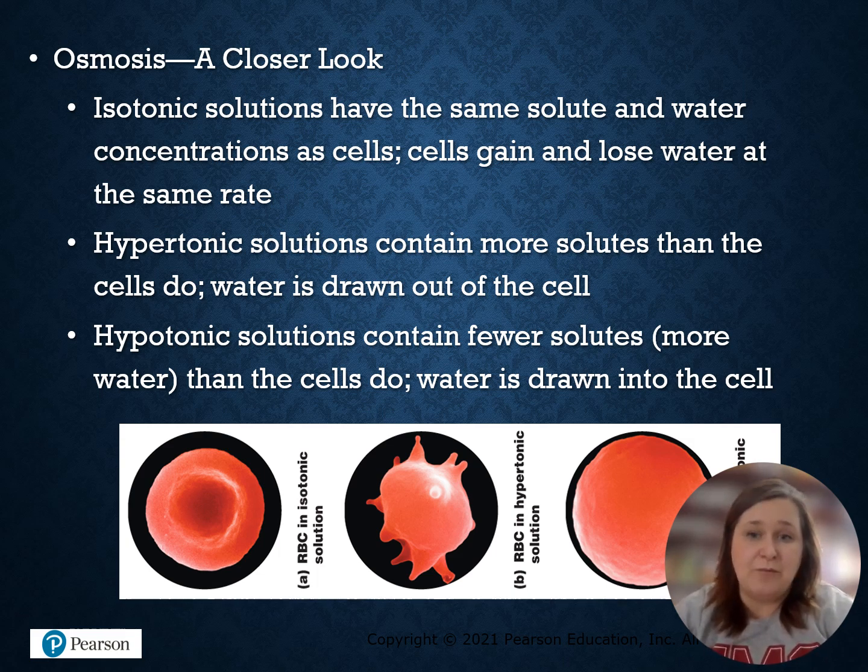You can also have hypertonic solutions. These are going to contain more solutes than the cells do. So what this causes is for the water to be drawn out of the cell. You can also have hypotonic solutions. These solutions are going to contain fewer solutes, so they're going to have more water than the cells do. In this situation, the water is going to want to be pulled into the cell, so it will make the cell expand until sometimes it explodes.